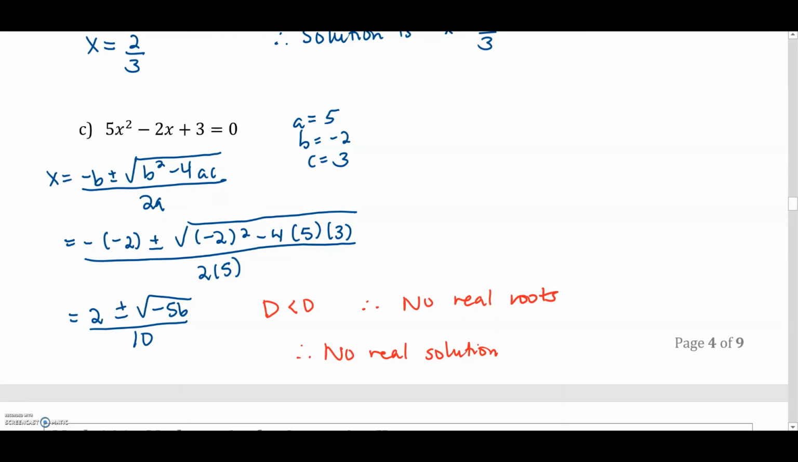In the next video, we'll be looking at application problems of applying the quadratic formula and solving by factoring to solve various application problems.